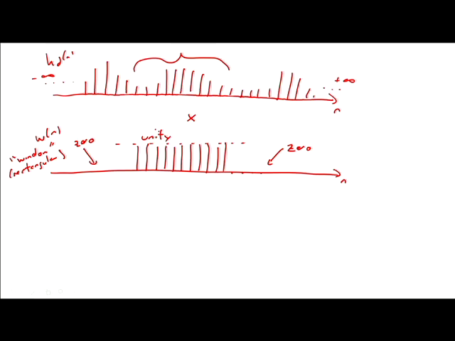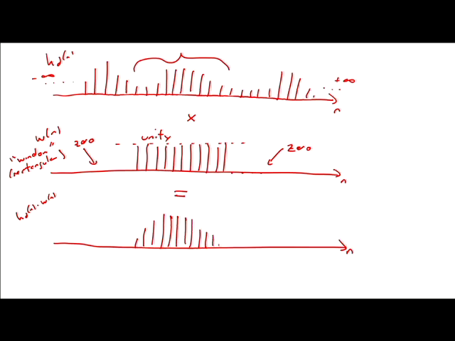When I multiply the two together, what do I get? Whenever I multiply something with 0, it's going to be 0, and whenever I multiply something with a 1, it's going to be whatever that value is. So what I'm going to get at the end of the day is HD of n times W of n. It's going to be 0, 0, 0, and then all of a sudden the values, and everything else is zero again. This is the region of interest, and this is what our windowed impulse response looks like.